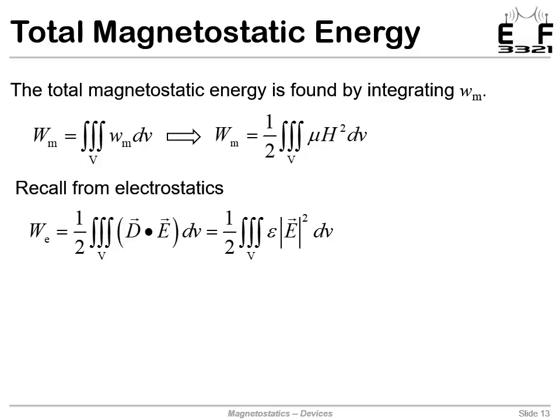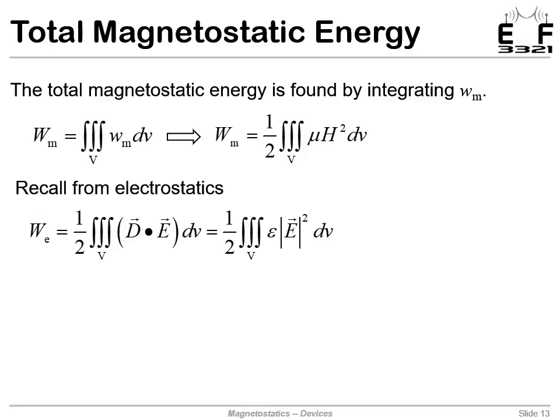So recall we had this expression from electrostatics. The total energy in the electric field was an integral of 1/2 D dot E. And this was the general case for anisotropic, nonlinear, whatever sort of media. But most textbooks express the equation this way. And that's for linear, homogeneous, isotropic media.